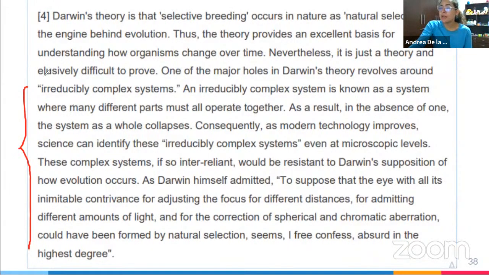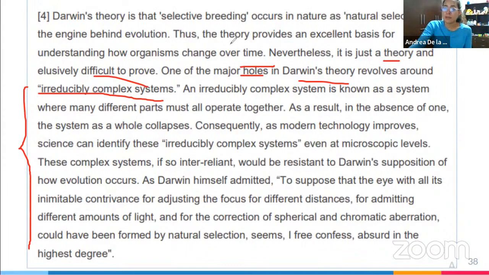But the question is, why does the author talk about these irreducibly complex systems? Because it's a hole in Darwin's theory. And why does the author talk about a hole in Darwin's theory? Because he is trying to support the idea that it's just a theory and that it's difficult to prove because it has holes, right?